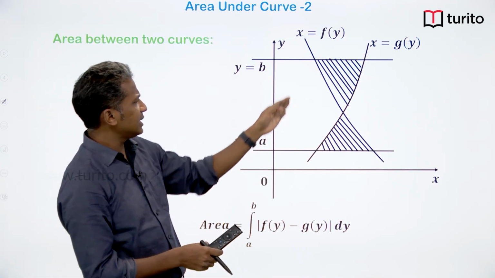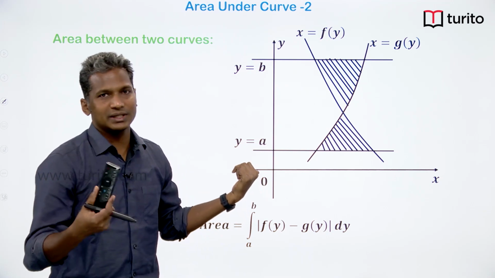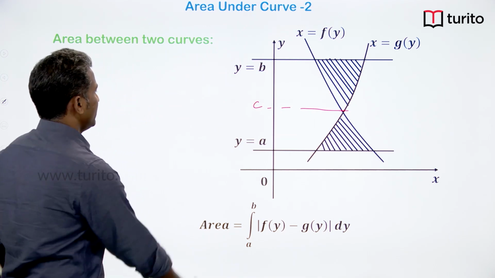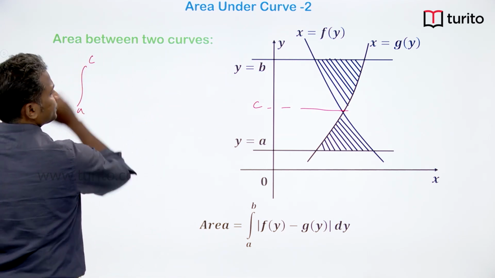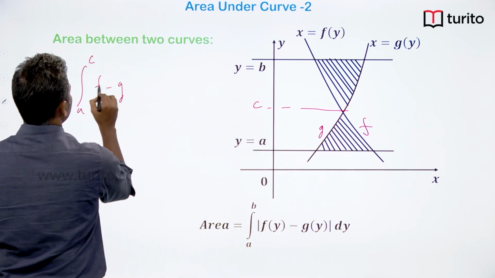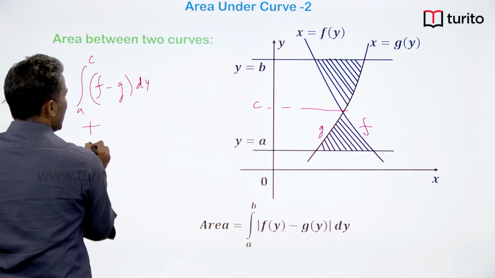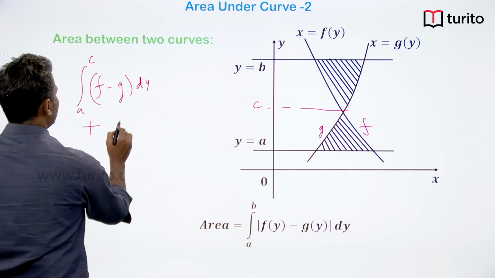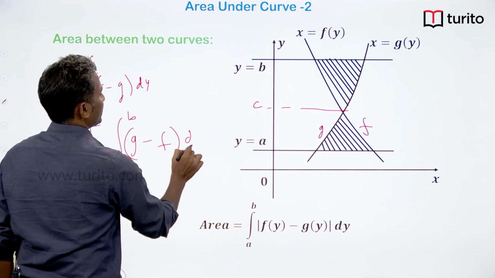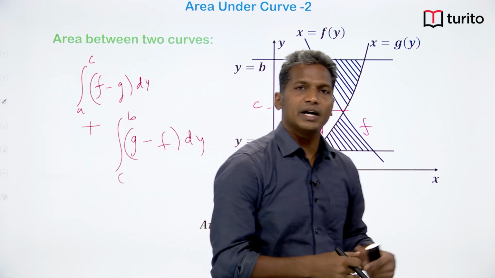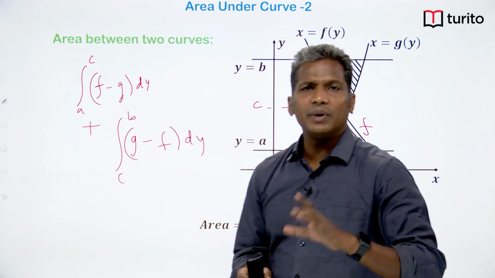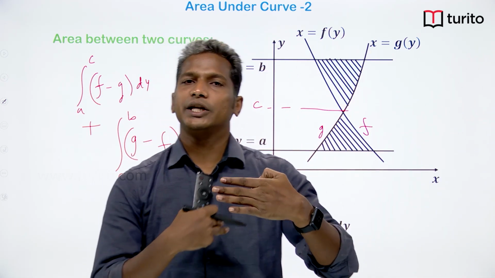If there is, let us say, an intersecting case like this, then also we follow the same idea. We break it at a point, let us name it C. Then from A to C, if you observe here, this is f, this is g, we do f minus g dy, and when we are doing it from C to B, we do g minus f dy. So this way we can find the required area. This is the basic fundamental of finding the area between any two curves.